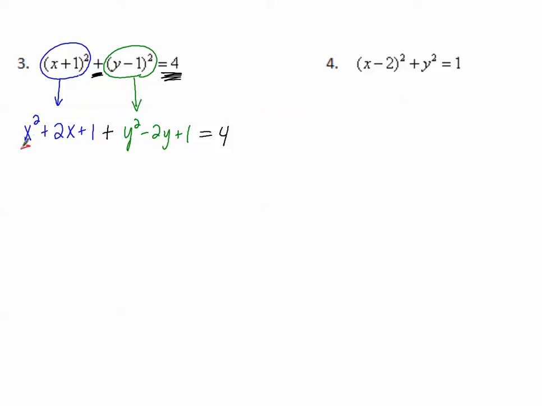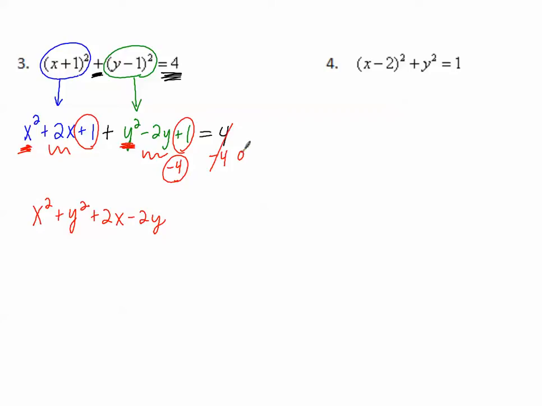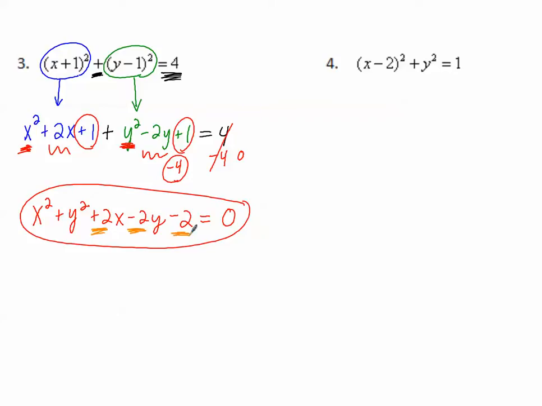Now we'll rearrange. X squareds go in front, y squareds come right after, then the x's, then the y's, then the constants. Plus 1, bring this guy over, circle it 2, that's 0 on the other side. 1 plus 1 minus 4 minus 2 equals 0. There's our general form. Let's look for C, D, and E. C equals 2, D equals -2, and E equals -2 as well.